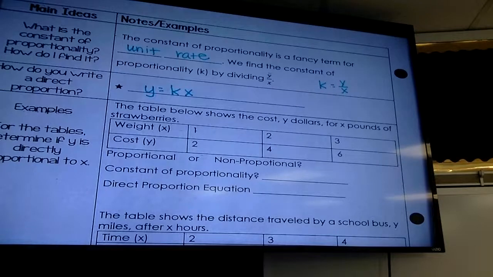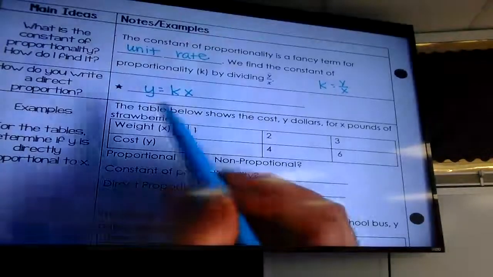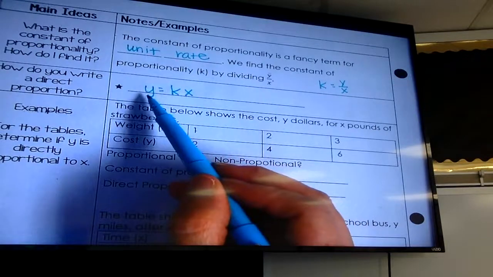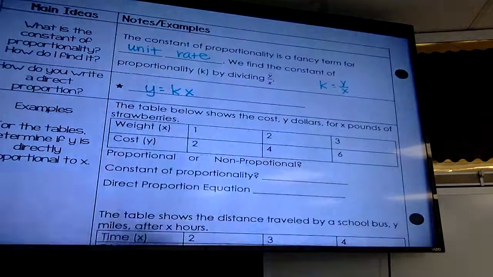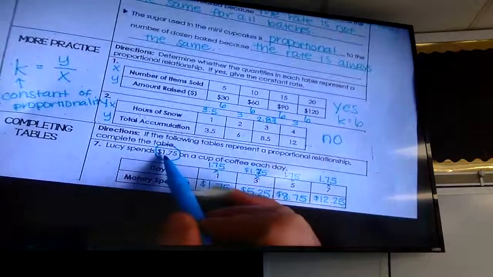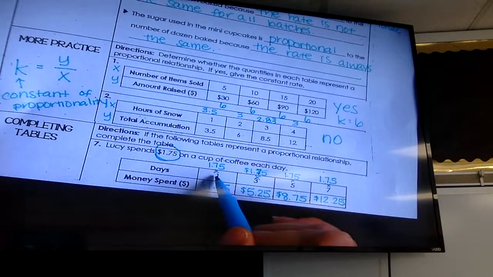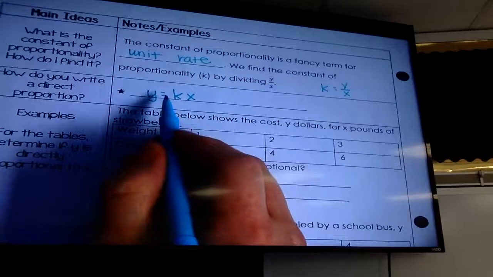Y equals kx. And what that's saying is when I find the unit rate, all I have to do is multiply it by the x, and it will give me the y. Kind of like what we were doing on this table down here. We knew the k was $1.75. We were multiplying it by the x, in this case, the days that she bought coffee, and we would come up with the y. That's what this equation is telling us.